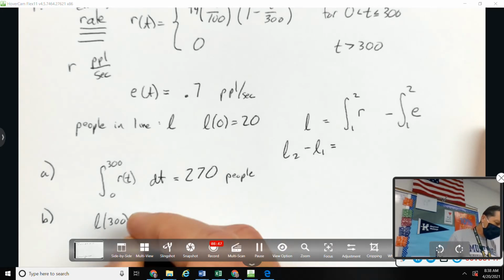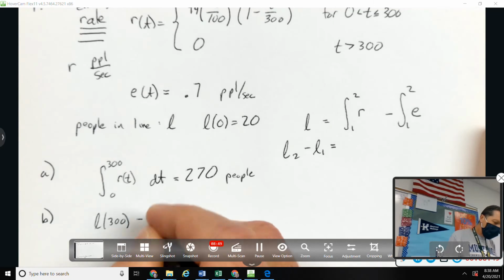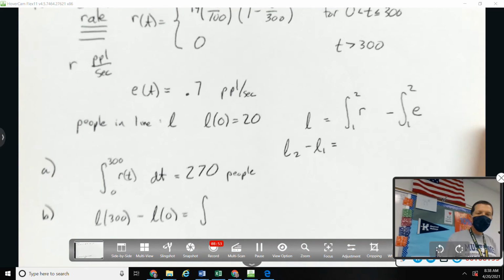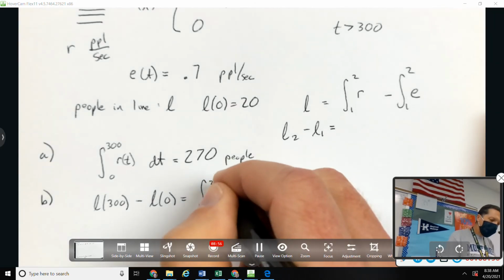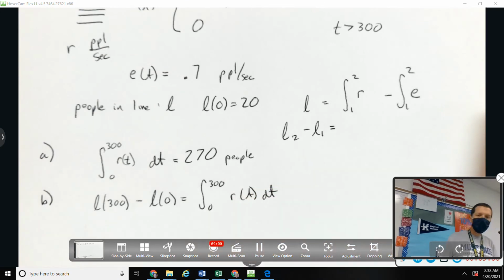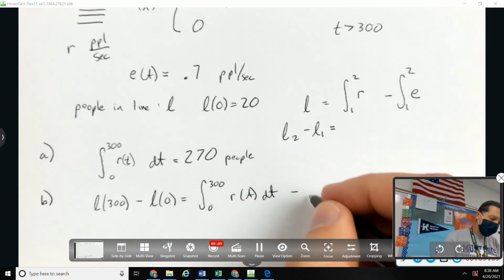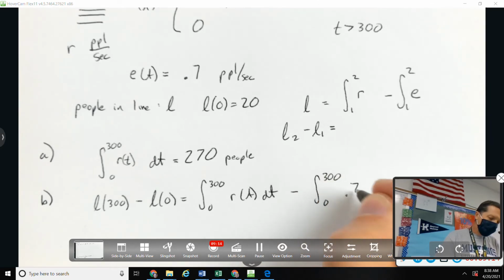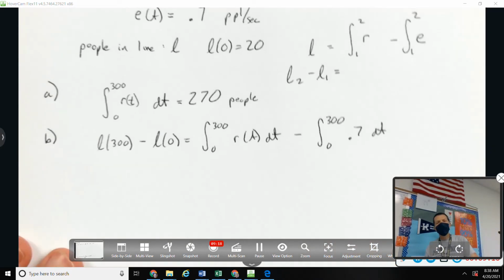So L of 300 minus L of 0 would be the integral from 0 to 300 of R of t. So that's how many people have joined the line. Actually, we already know that. That's 270. Minus the number of people that were able to get off the escalator, which is going to just be 0.7 times 300. I don't really need the calculator for that one.